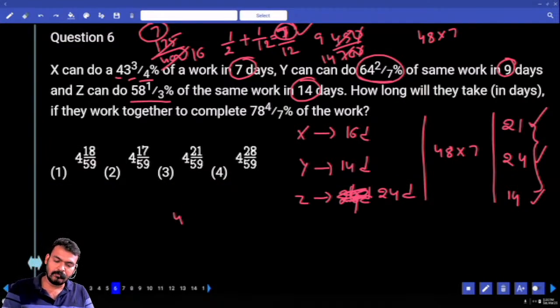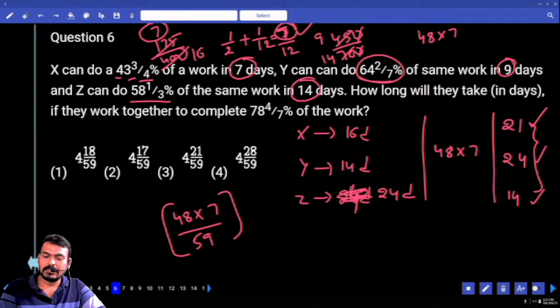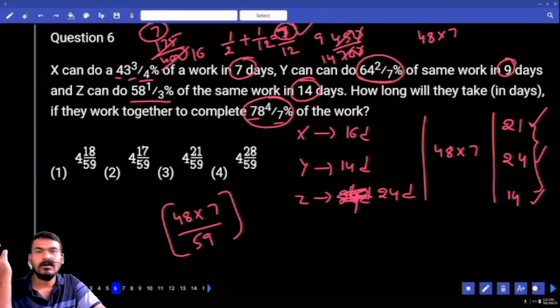What is the total work? 84 into 7. What is the total efficiency? 5900. Thus, out of this work, how much percent do we need? 784 by 7%. 70 is how much? 490. 7 8 is 56. 490 plus 56 plus 4.